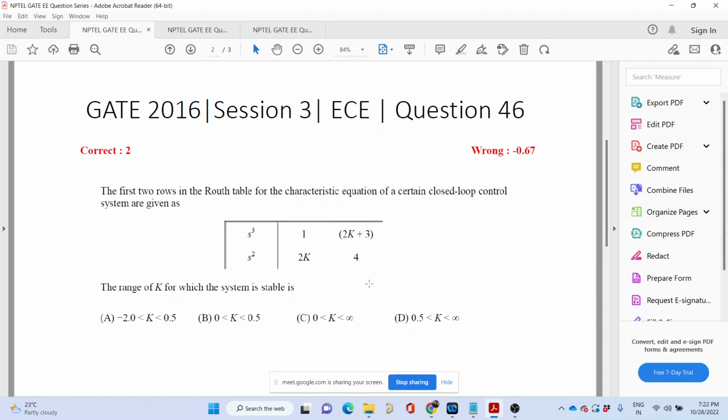Yes, sir. So a part of the route array has been given to you, and you are asked to find the range of k for which the system would be stable. So I'm giving you 3 minutes time to solve it. Just solve it and tell me what you are getting. By the time, let me see whether I can make the drawing and show it to you.